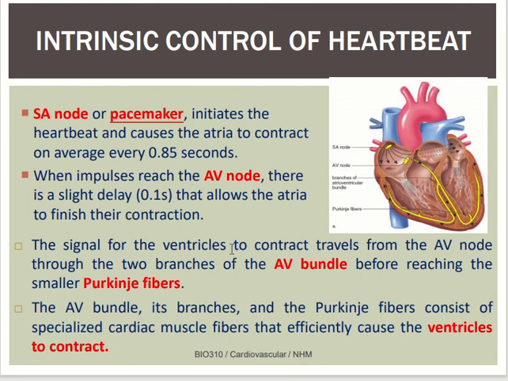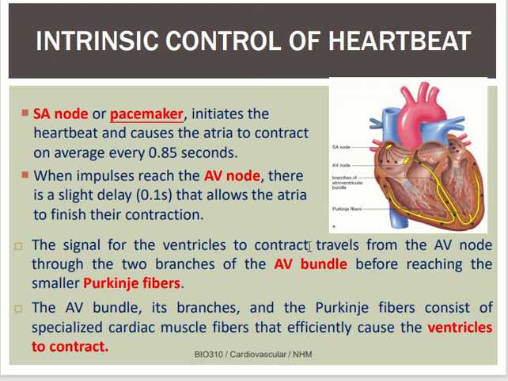The signal for the ventricles to contract travels from the AV node through two branches, which we call the AV bundle. The neuron signal from the AV node goes to the atrioventricular bundle, and from the atrioventricular bundle it sends the signal to the Purkinje fibers. This one and this one are the Purkinje fibers. The Purkinje fibers give the signal to the left and right ventricles to contract, thus pumping out the blood from the heart.